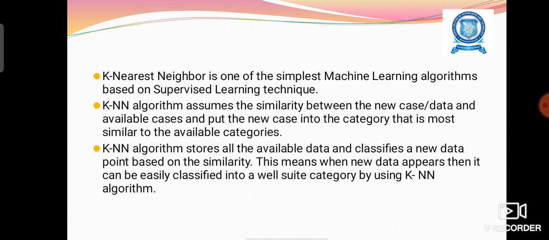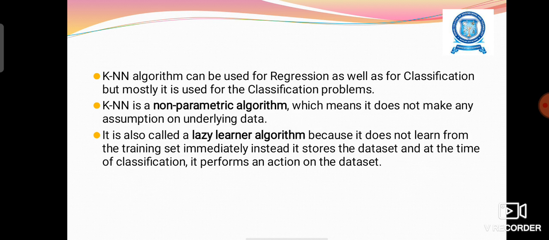K nearest neighbor is one of the simplest machine learning algorithms. It is based on the supervised learning technique. It assumes the similarity between the new data or new case and the available cases, and puts the new case into the category that is most similar to the available categories. KNN algorithm stores all the available data and classifies a new data point based on the similarity. This means when a new data point comes, it will identify which category it belongs to. It is used for regression as well as classification, but mostly it is used for classification problems.